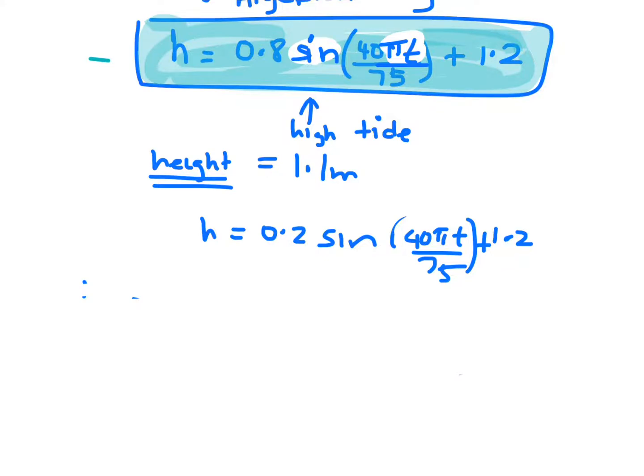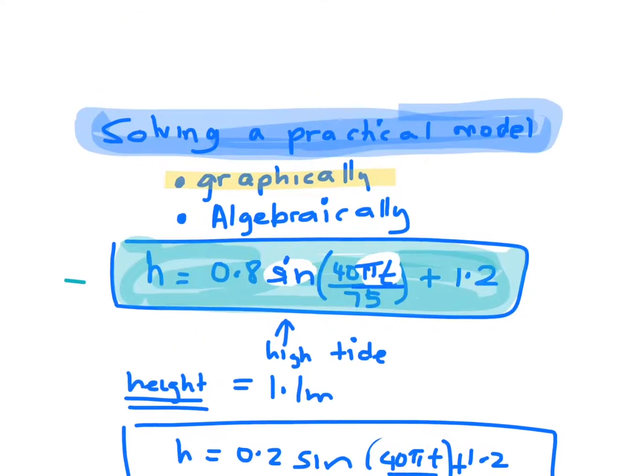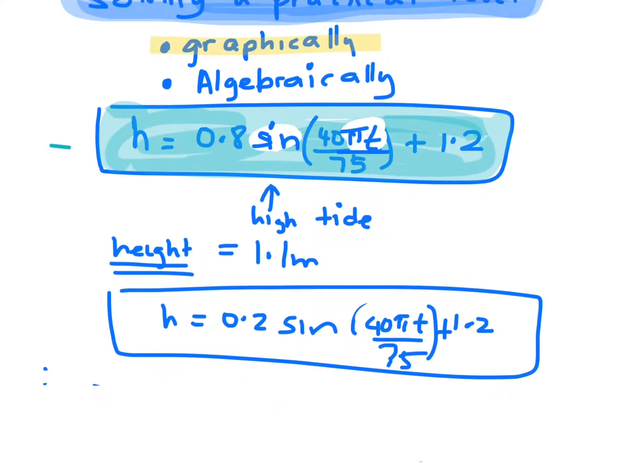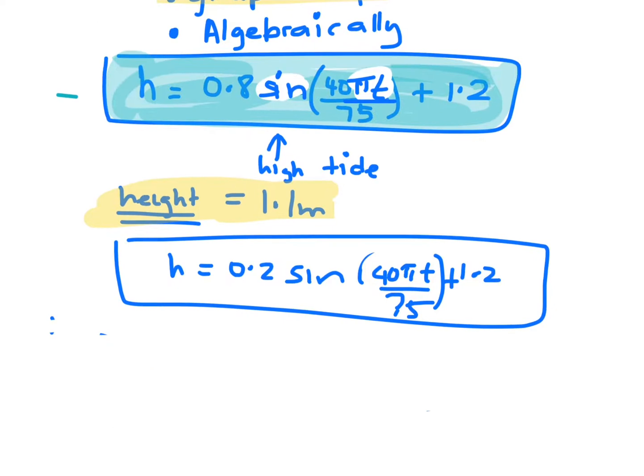Okay, so just going to look at this graph here, and I'm going to look at how we could use this model and we could solve it, looking at solving something graphically and algebraically and how the two things relate. So say you were looking at a height of 1.2 meters and we have this graph here, h equals 0.2 sine of something, plus 1.2. And we want to solve it at 1.1 meters, okay?